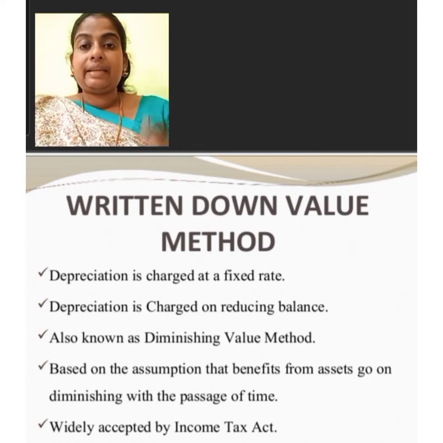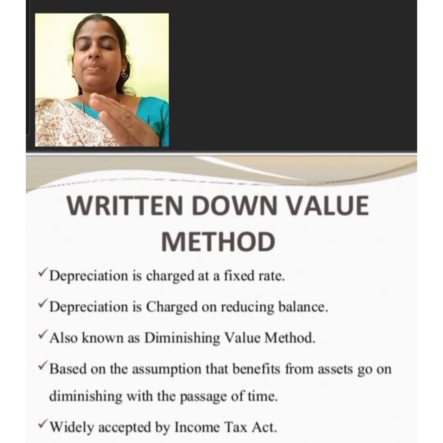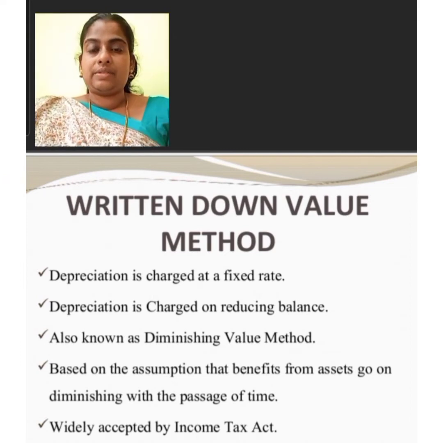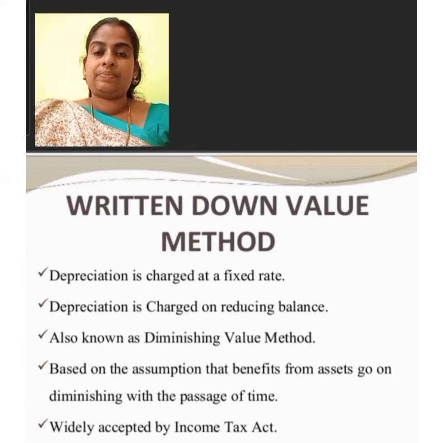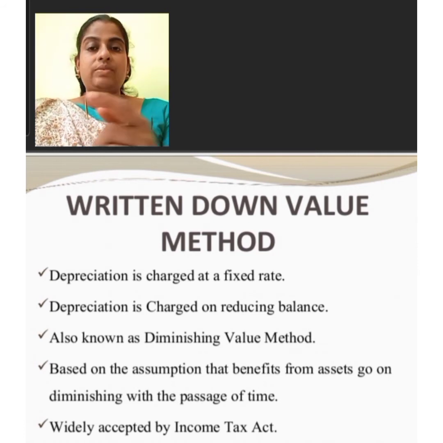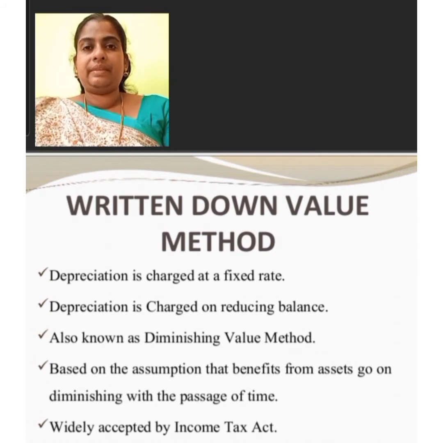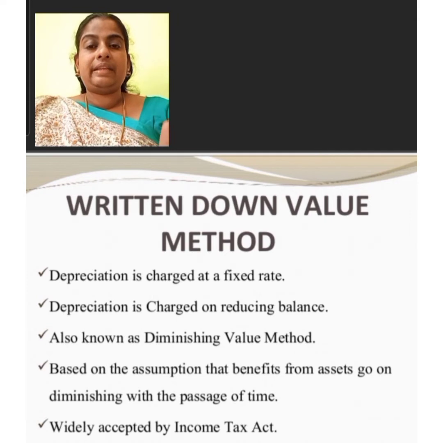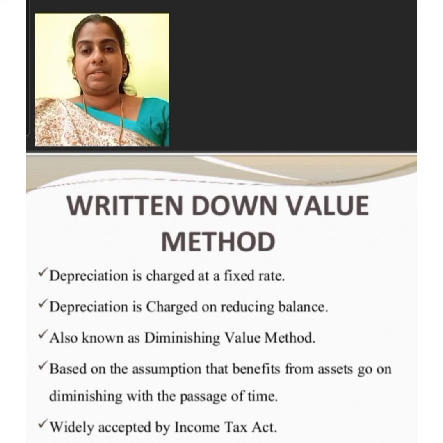Then to calculate second year's amount, deduct the amount of depreciation from the outstanding amount. That is 1 lakh minus 10,000, that is 90,000. 90,000 into 10%, that is 9,000, is the second year's amount. In order to calculate third year's amount, subtract second year's amount from the outstanding amount. Then the outstanding amount is 81,000. Then calculate the depreciation. 81,000 into 10%, that is 8,100, is the third year's depreciation.